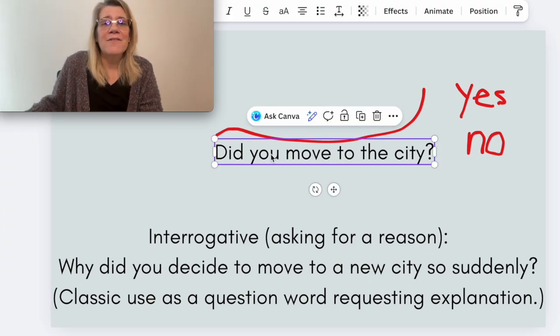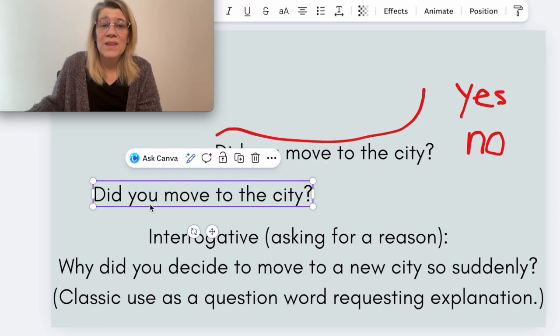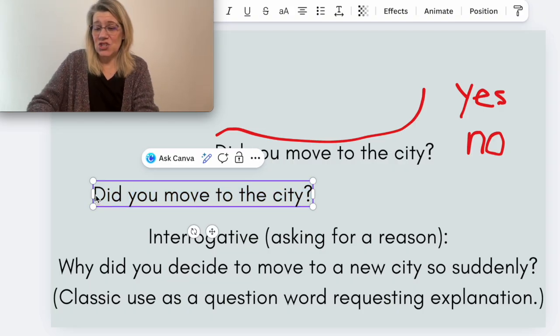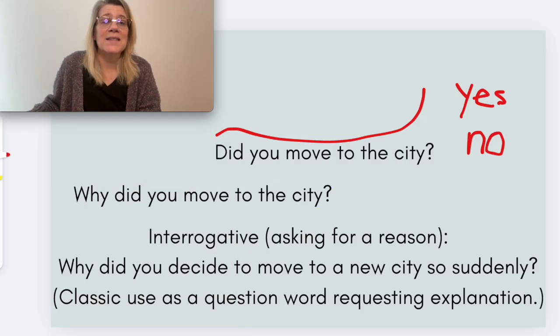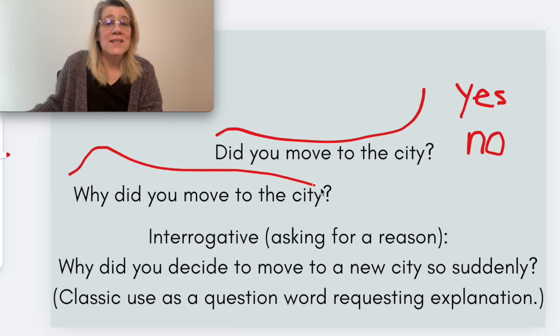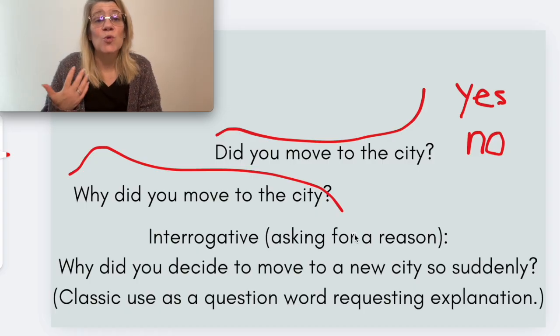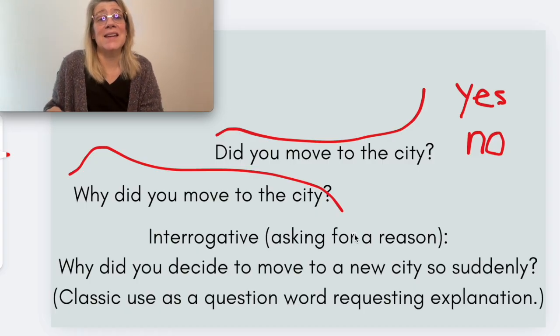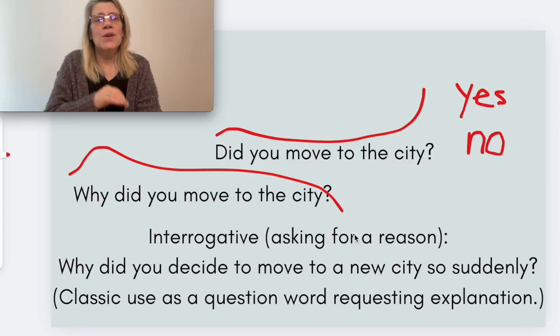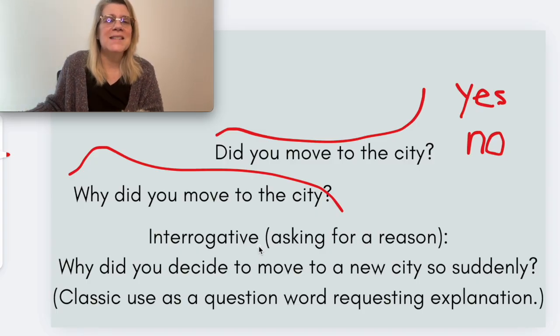If I have the why, now the answer is not going to be yes or no, and the intonation is different. The intonation is going to sound more like this. Why did you move to the city? Now the answer is a reason. You have to tell me, oh, I got a job in the city, so I wanted to live close. You have to give me a reason because that's what I'm asking for with this word why.